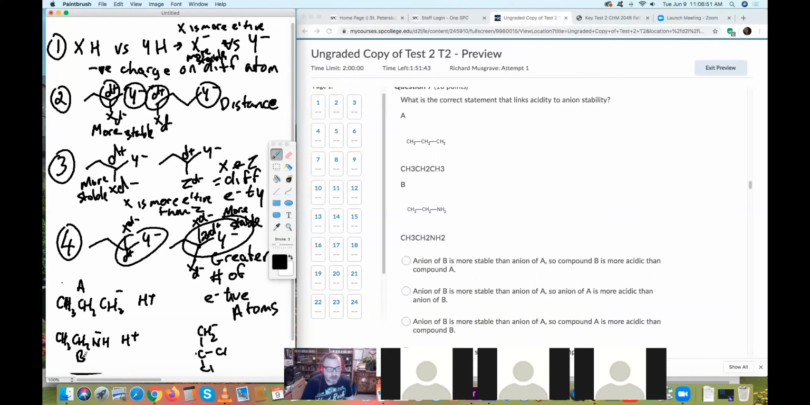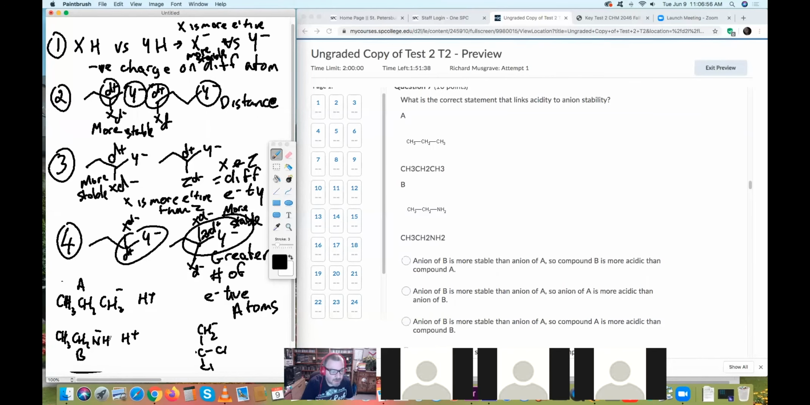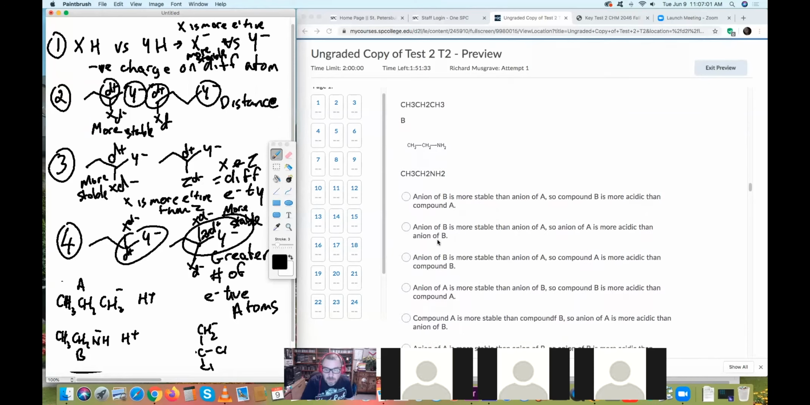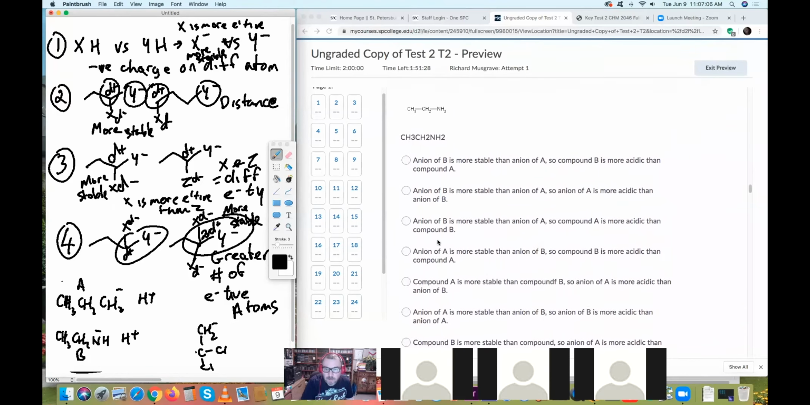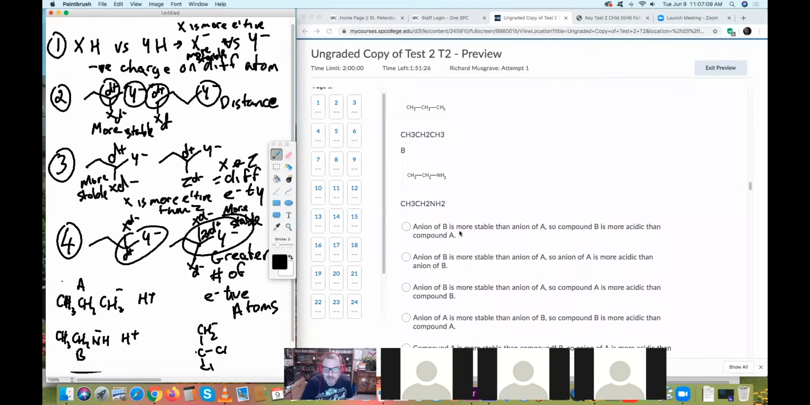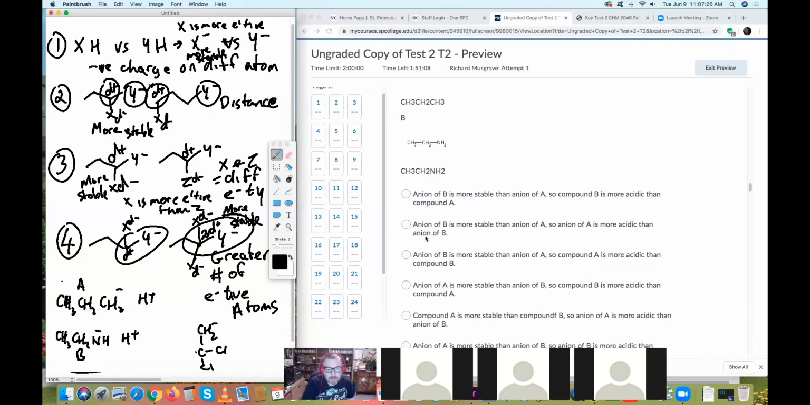So that's fair enough. Now, if we already know that one's going to be the more stable anion, and it's going to make this one more acidic, which is good, now I've got to figure out which one of these matches. And it happens to be the first one. The anion of B is more stable than the anion of A for the reason I just said. So the compound B is more acidic than compound A. And I think that's an important concept for you all to make sure you understand. All right, does anybody have any questions? Okay.